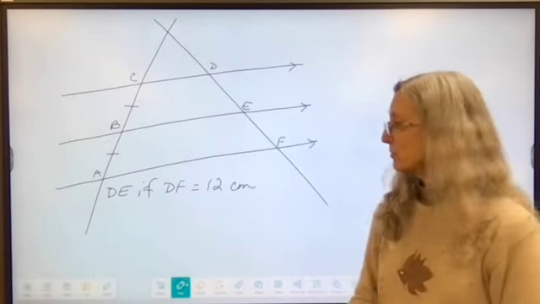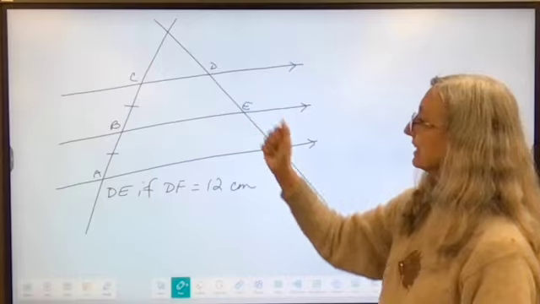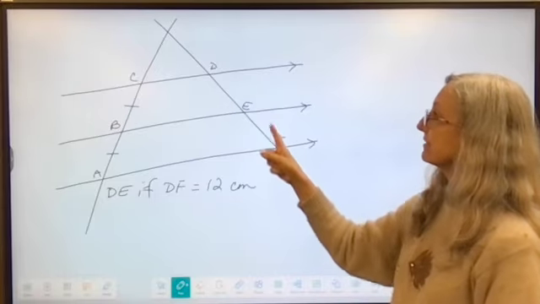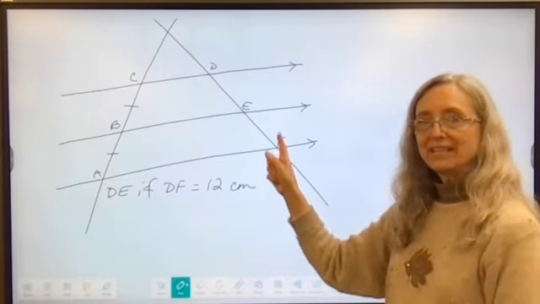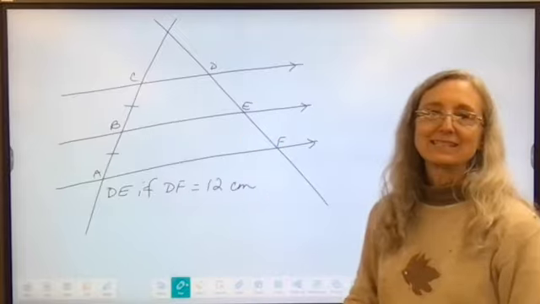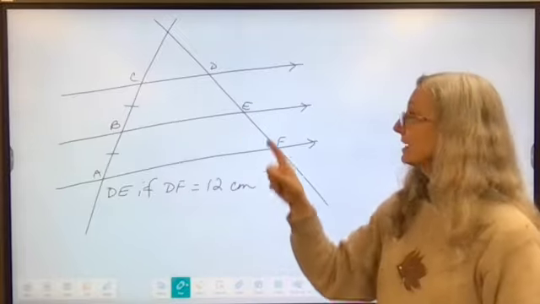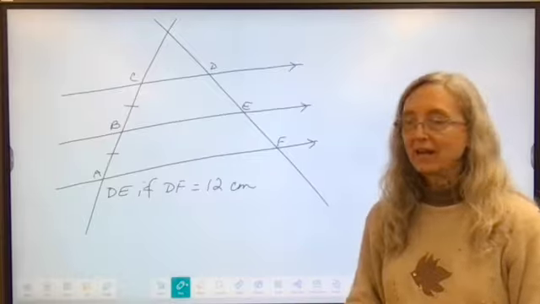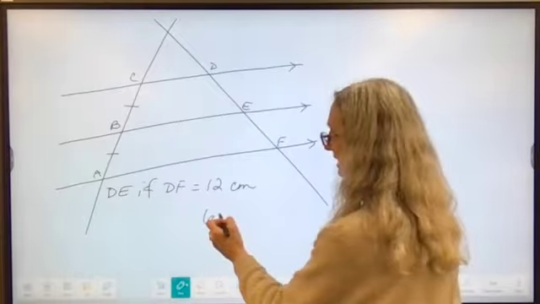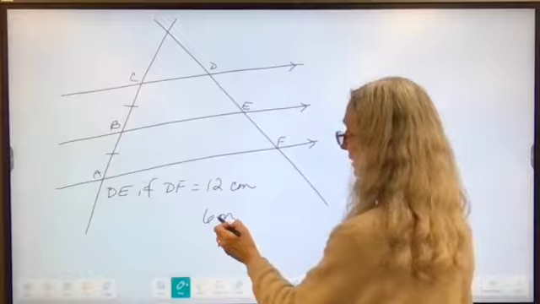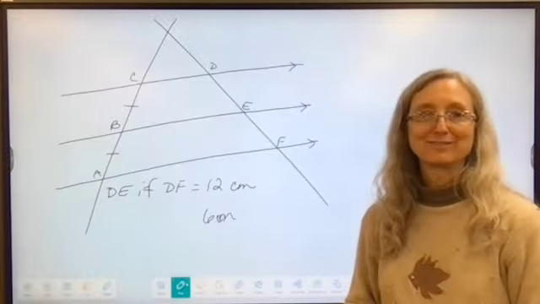Another one, this time we're going to find DE if DF is 12. If D to F is 12, what's DE? Hopefully you realize these are congruent, so it has to be half of 12. The answer would be 6 centimeters. Whoops, not meters, 6 centimeters.